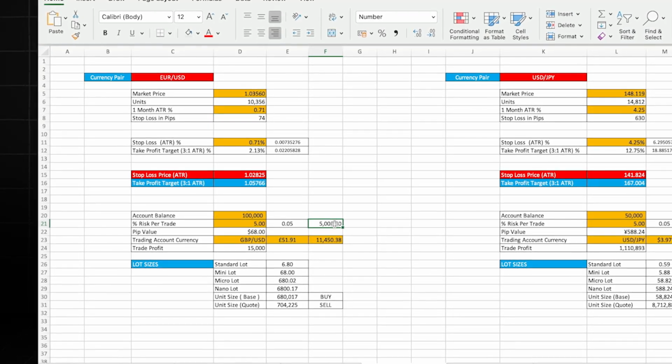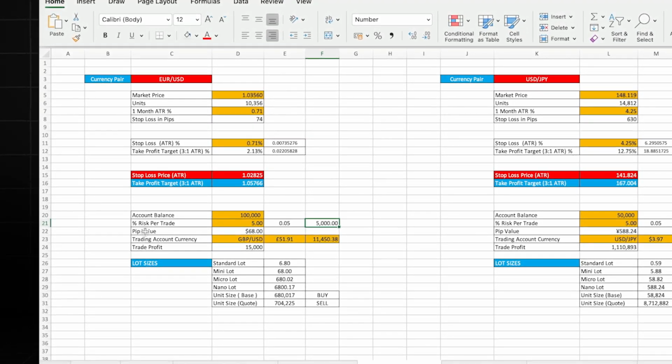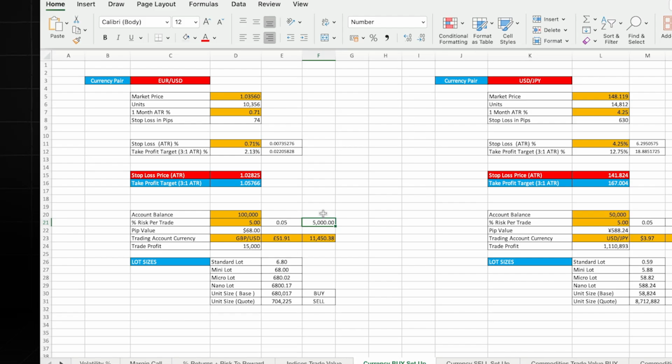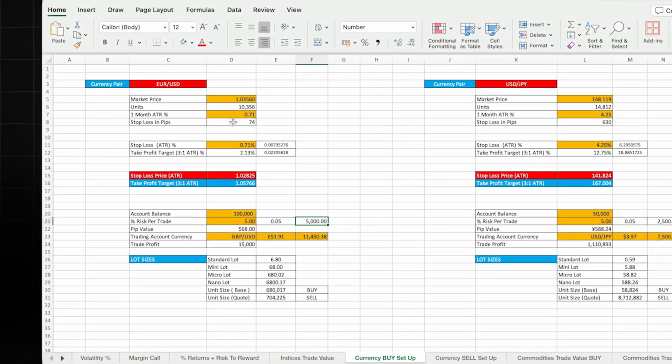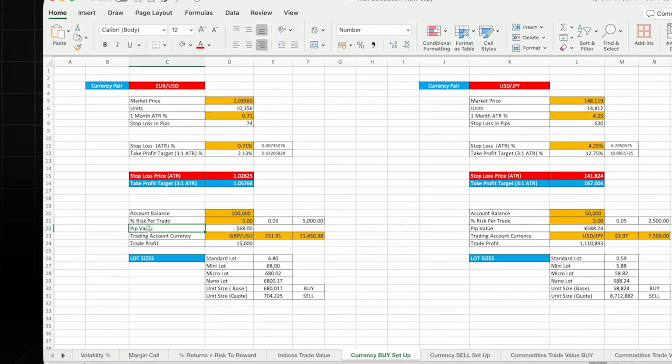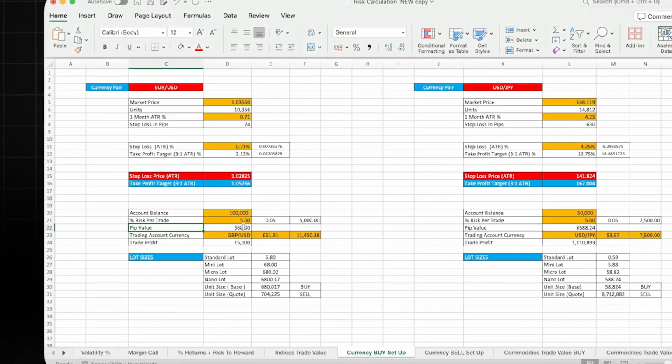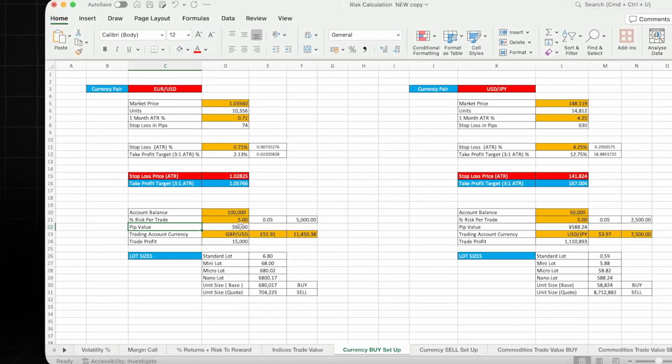Now, if you want to risk 5% of your account, how much you place on the trade is going to be dependent on the 5,000 you're willing to risk and then how many pips the stop loss is. Because look, it says you can trade the currency pair at $68 a pip. Why is it saying $68 a pip?